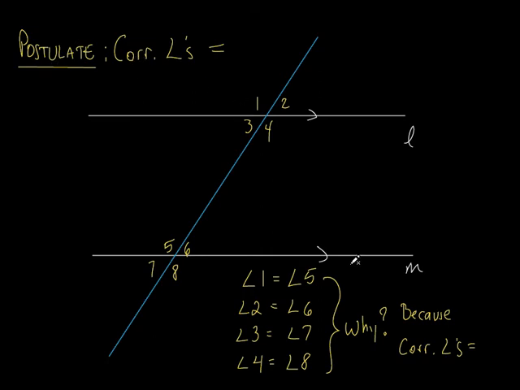Okay, so what does this postulate say? It says that corresponding angles are what? Equal. Okay, if what's true though? If two lines are parallel and you have a transversal, then the corresponding angles are going to be equal. Does that make sense? All right, that's pretty important.